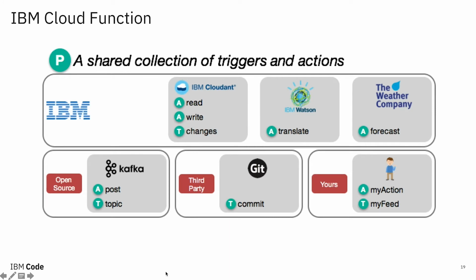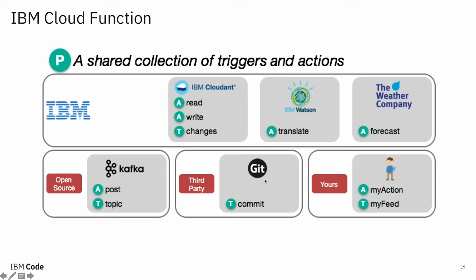So there are some open source packages. Kafka is a message bus, and it provides an action to be able to post to a queue on Kafka, and then there's a trigger. So when a certain topic is posted, then you can run your action, and of course it'll give you a way to create a rule to link the action and the trigger.